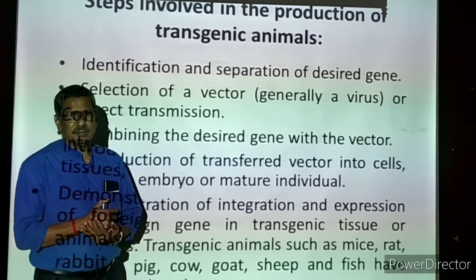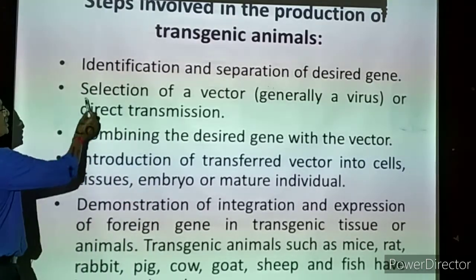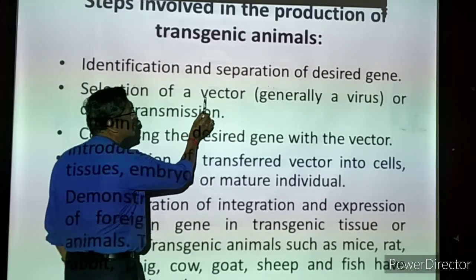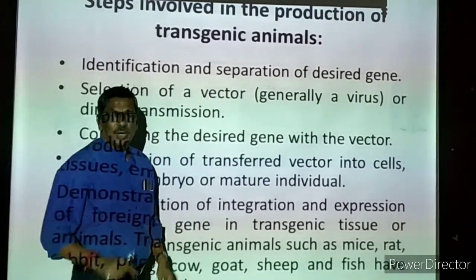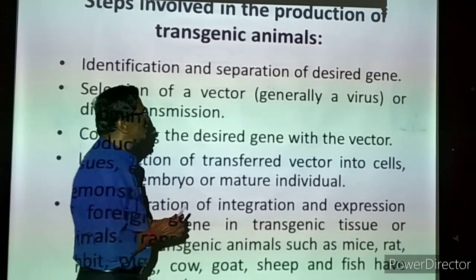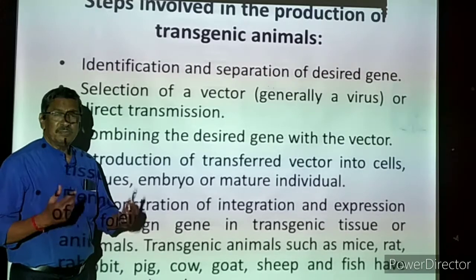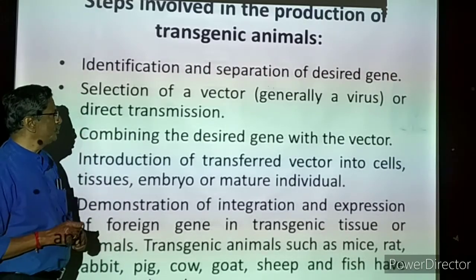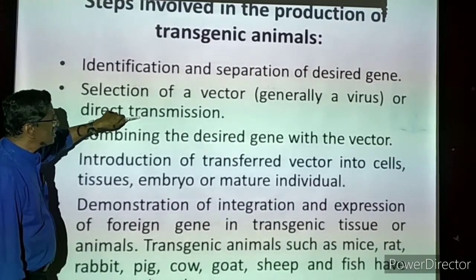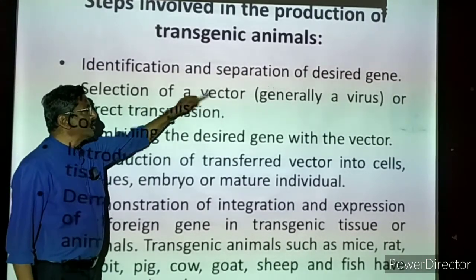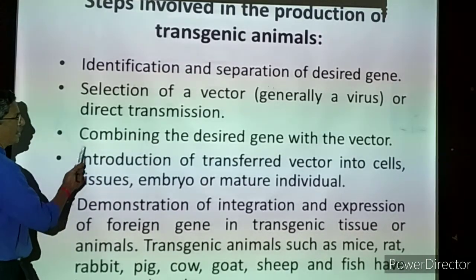A carrier should be there. The carrier only can take that to the other cell. So, selection of the vector. Which vector is suitable? Generally virus DNA is taken as a carrier. Sometimes the DNA will enter directly. Either direct transmission, or if that is not possible, through a vector, we have to send the desired gene to go to the other organism.